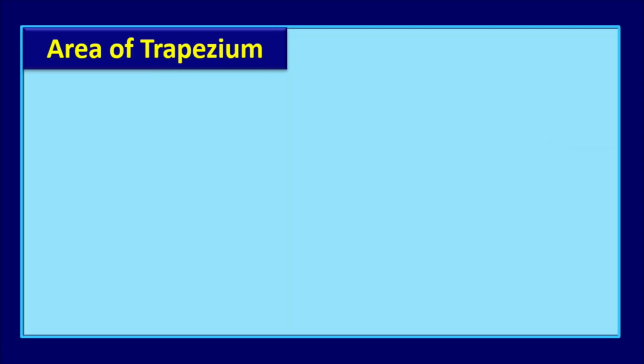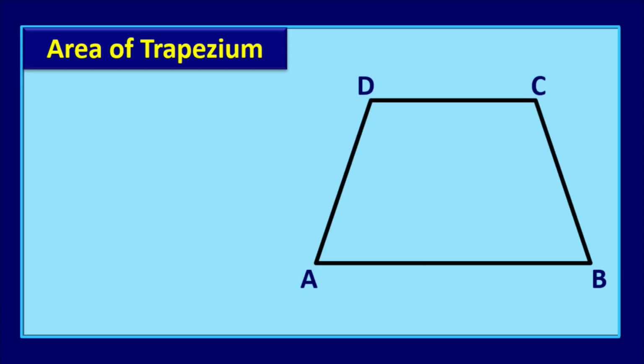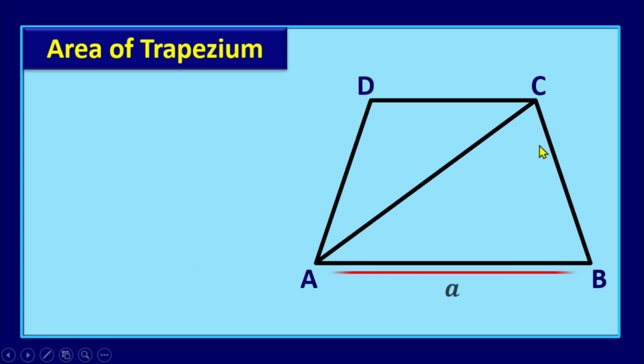Now let us learn about the area of a trapezium, children. Now let's see what a trapezium is. Take a look at this figure ABCD. It is a trapezium. AC is the diagonal. AB and CD are parallel sides, and the length of AB is A and the length of CD is B. Let us draw the distance between the parallel sides, or simply the height of the trapezium. I will mark it as H.